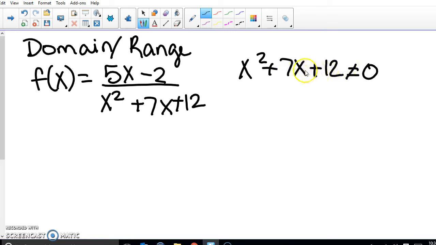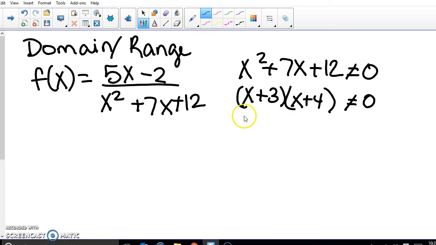So simplifying this, I need to factor. I need two values that when I multiply them together, I get 12, but when I add them together, I get 7. So I have x plus 3 and x plus 4. Solving, I get x equals negative 3 and negative 4. So in this case, I need to exclude from my domain the values of x of negative 3 and negative 4.